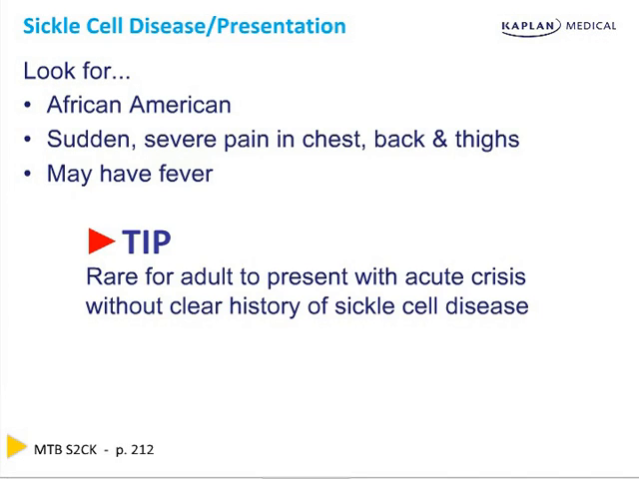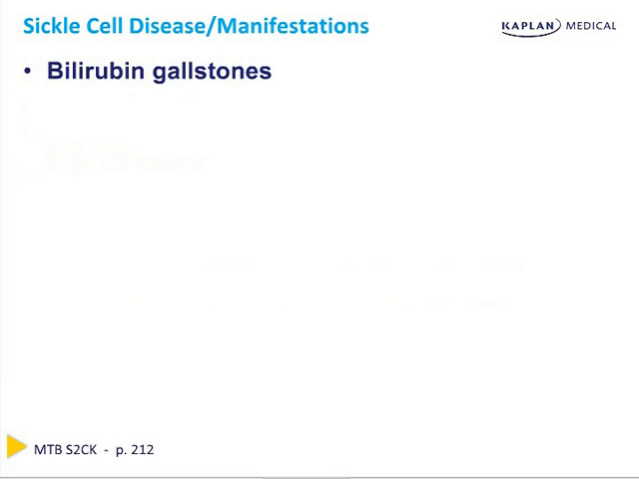Now, it is rare for an adult to present with acute crisis without a clear history of sickle cell. That's being generous, actually. The short answer is it's almost impossible for you to get to adulthood without a history of clearly having sickle cell disease. Let's look at the complications of sickle cell, and you have to know these all the way.